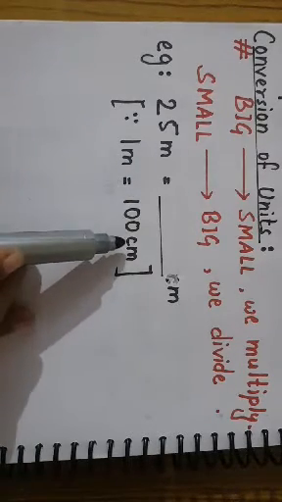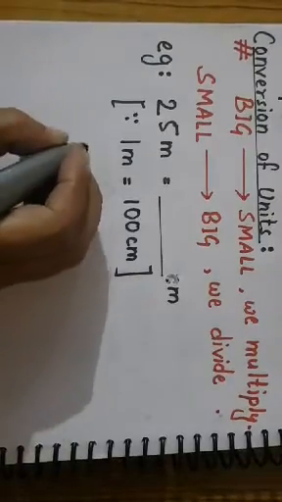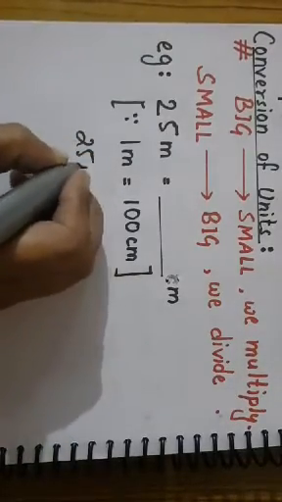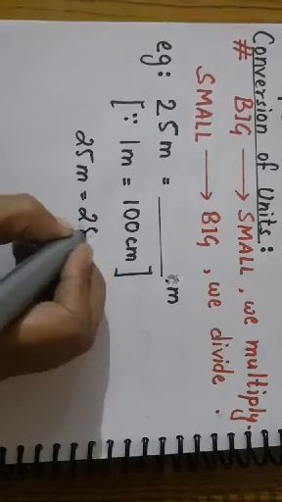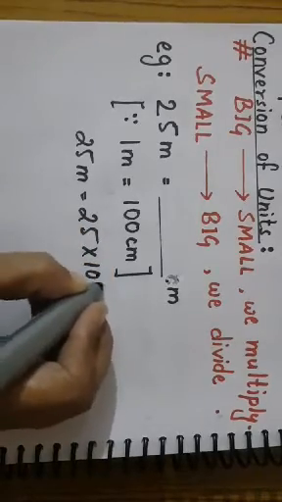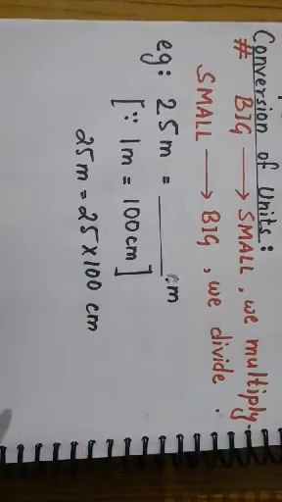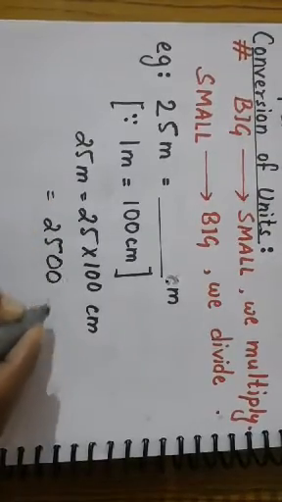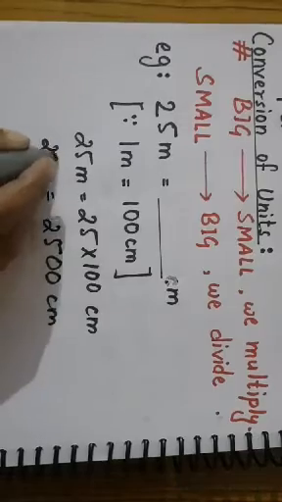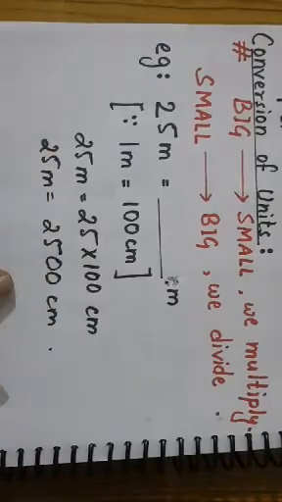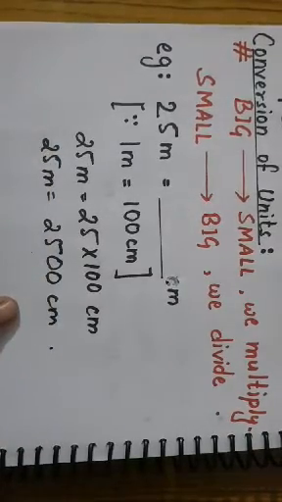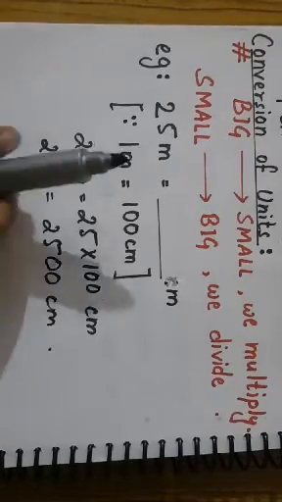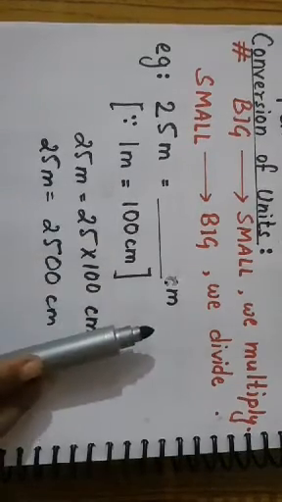1 मीटर में 100 सेंटीमीटर होते हैं. So 25 meter is equal to 25 into 100 centimeter. 25 into 100, 2500. So 25 meter is equal to 2500 centimeter. This is the way to convert the bigger unit into smaller unit. Let's take one more example.